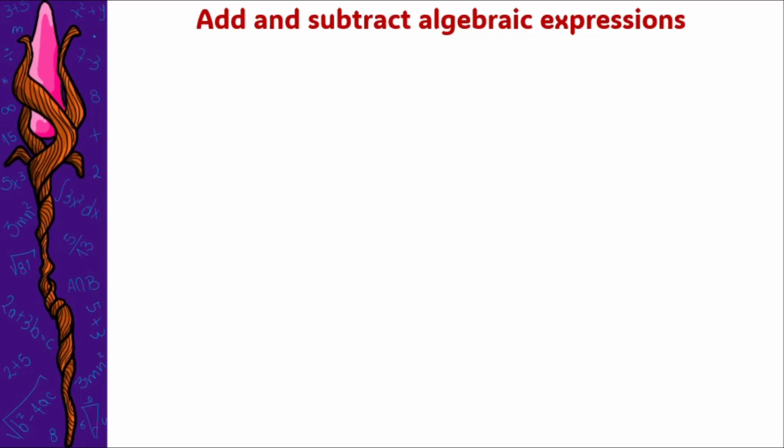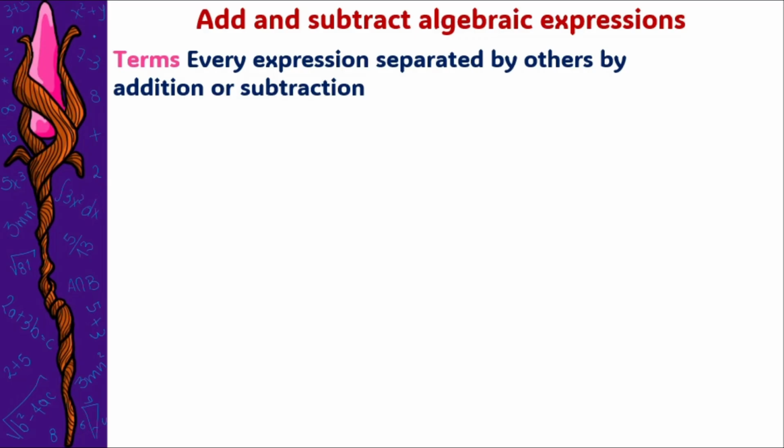The first one is, what is a term? A term is every expression separated, and this is important guys, by a sign of addition or subtraction. For example, notice in this expression we have a plus here and a minus here. Those two signs separate the terms, so this will be the first term, the second term, and the third term.